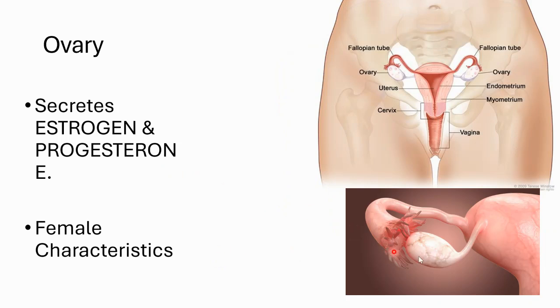Ovaries. So this right here is the ovary. You can see it's not actually physically attached to the fallopian tube. Kind of interesting. It secretes several hormones called estrogen and progesterone. These are involved in your female characteristics, female secondary characteristics. That's all I'm going to say right now about the ovary. We'll talk more about that when we get to the reproductive chapter.